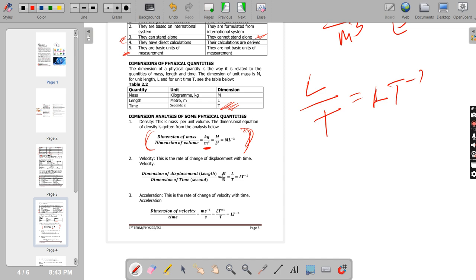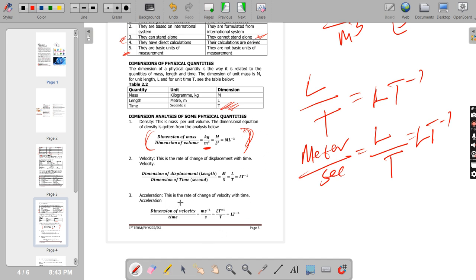So the unit here stands for meter per second. Displacement is in meters, time in seconds. The dimension for meter is L, the dimension for seconds is T. You understand? Sometimes those things happen.